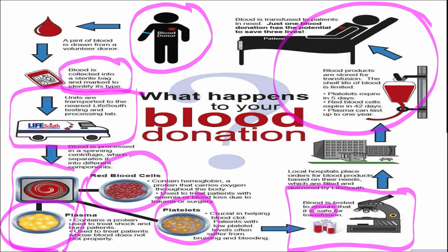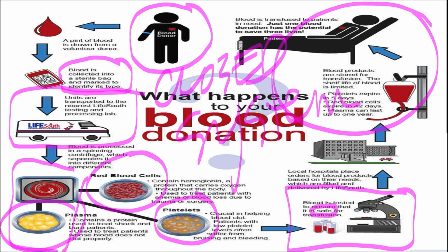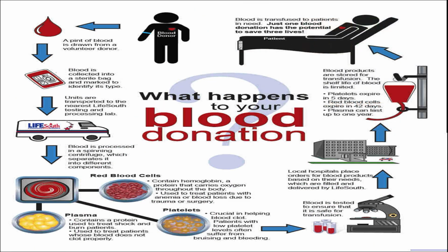Those are the things we have to consider to make sure that the blood, or should I say the blood component, that we are trying to transfuse to the patient is safe, meaning free from diseases and free from contamination. That's why we have to process it aseptically, and again, in a closed system, to make sure that the blood is processed in a sterile manner.